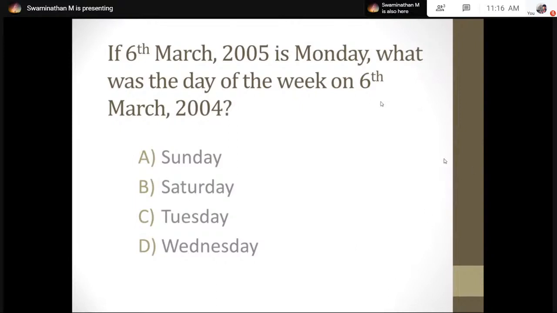People, please solve, and I will be waiting for this answer. Hope you solve this. In a few minutes, I will reveal it. Please notice 2005 6 March is Monday. You are supposed to find the day on 2004 6 March. That is 1 year back.